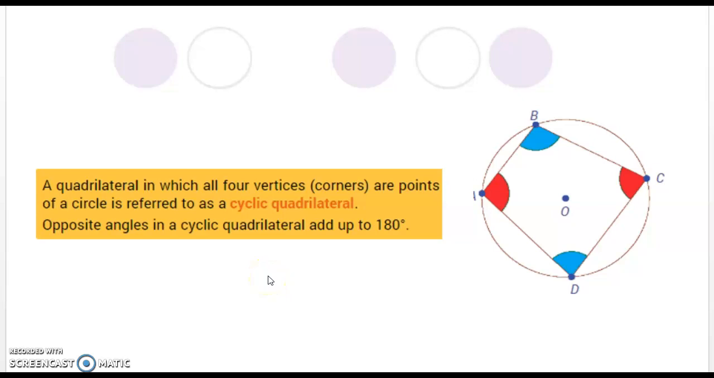Moving on to our cyclic quadrilaterals. What is a cyclic quadrilateral? Well, you know a quadrilateral is a four-sided shape. And if it's cyclic, it means it's inside a circle. So we have a four-sided shape inside a circle. What's so important about that? Well, it has a handy characteristic that the opposite angles in a cyclic quadrilateral add up to 180 degrees. Can be quite useful to know.